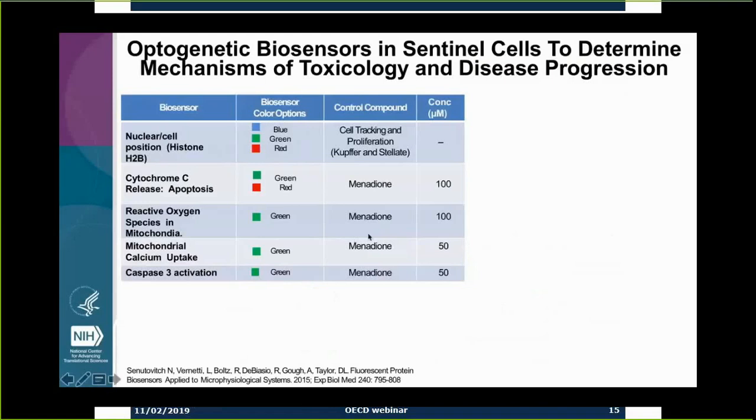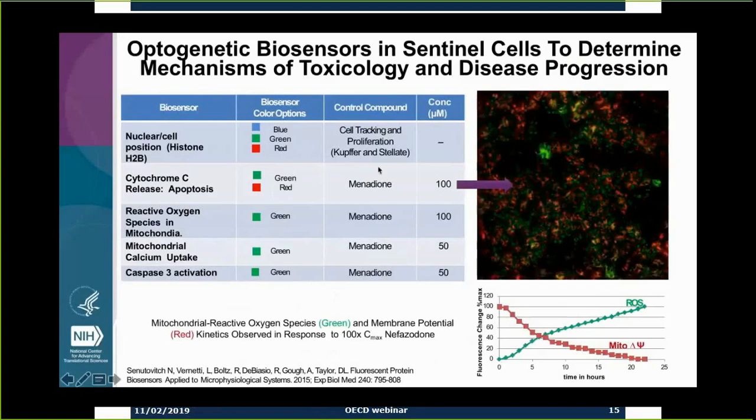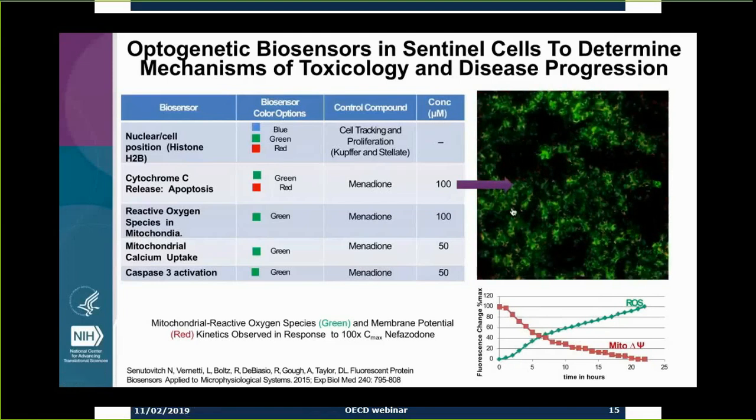As I mentioned, one of the goals of the program is also to develop non-invasive functional readouts. In this case, optogenetic-based lentiviral systems were incorporated into sentinel cells. Those would be indicators, so essentially the change in fluorescence would indicate various cell processes, whether it be cytochrome c release, reactive oxygen species generation, or caspase-3 activation. Just as an example here, when the liver on a chip is treated with menadione, which is a known liver toxin, at 100 micromolar concentration, you can see a real-time change in the cells going from red to green, indicating apoptosis, and this coincides with a decrease in mitochondrial membrane permeability, as well as an increase in reactive oxygen species generation.